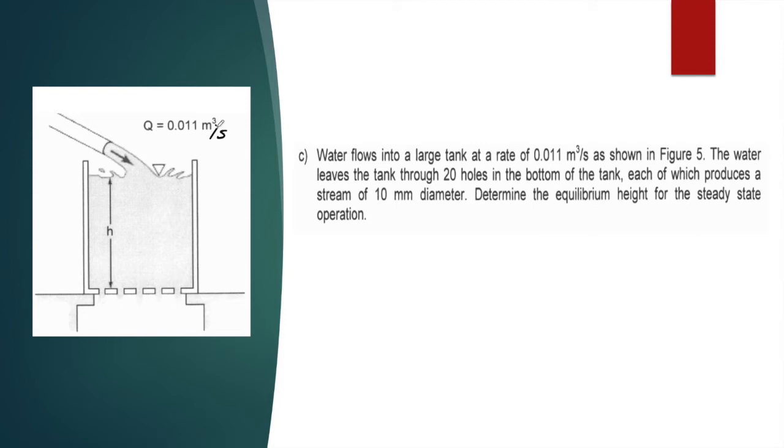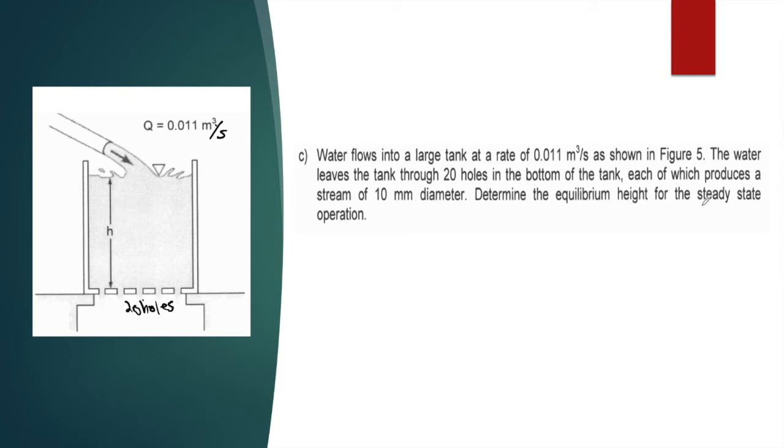The water leaves the tank through 20 holes in the bottom of the tank. Here we have 20 holes, and each of the holes has a diameter of 10 mm. Now we have to determine the equilibrium height for the steady state operation.